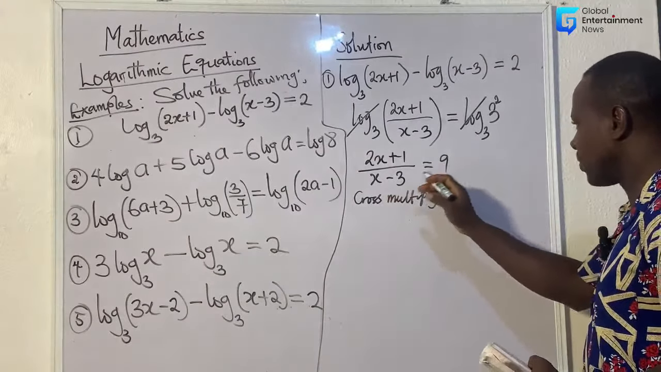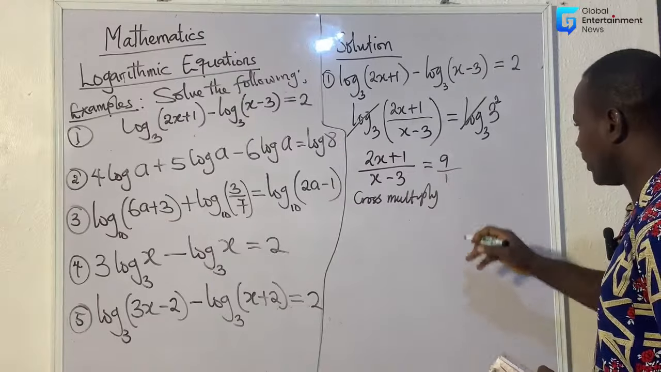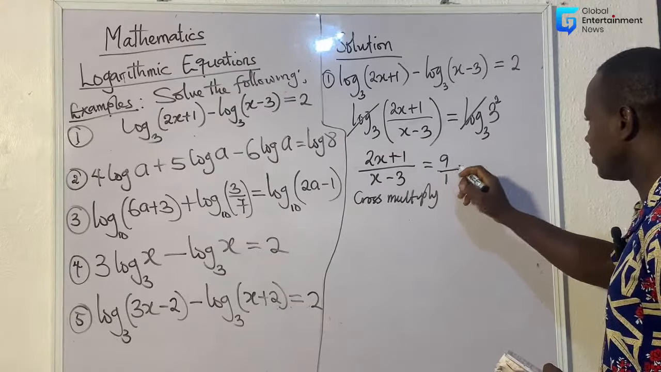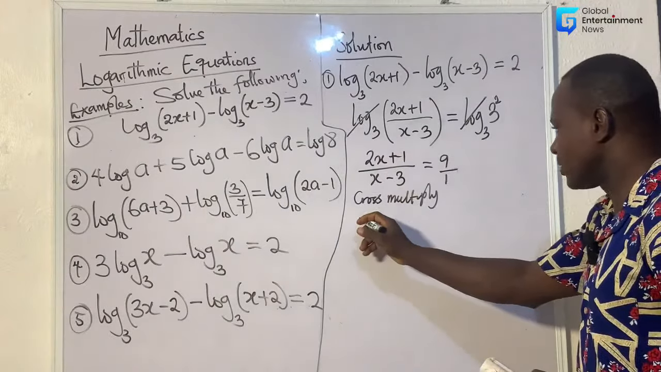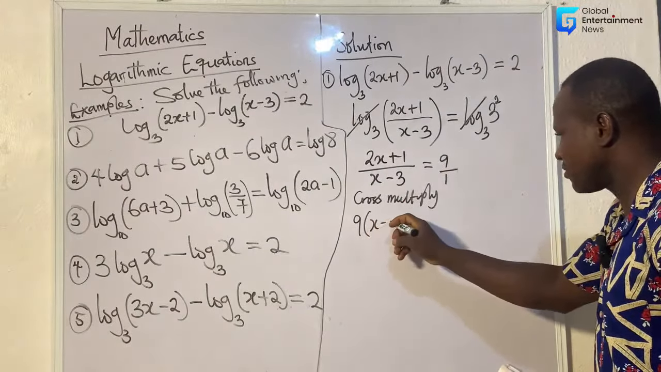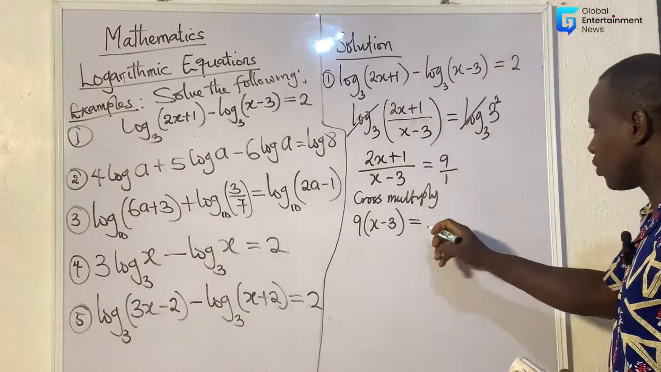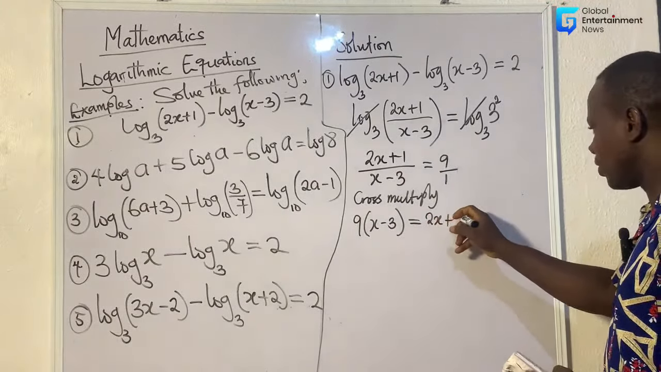So if I cross multiply here, a whole number is always over 1. So this one will give me 9 times (x minus 3) is equal to 1 times (2x plus 1), the same thing.